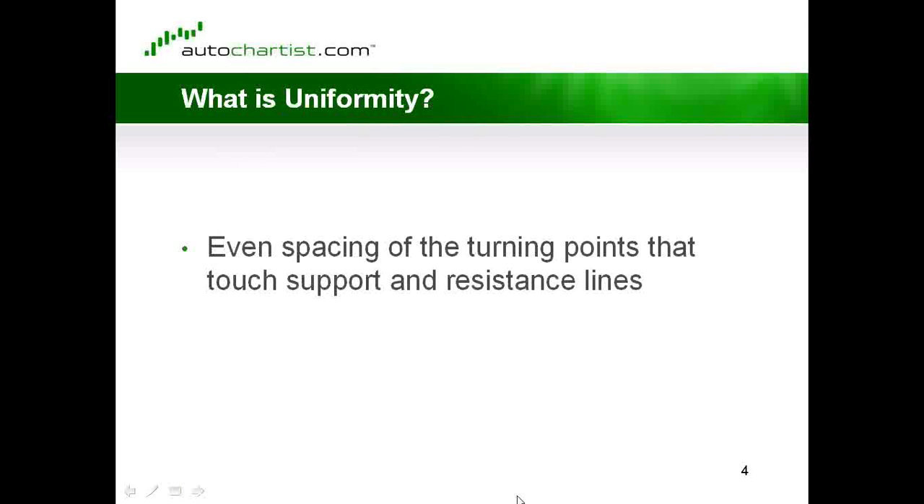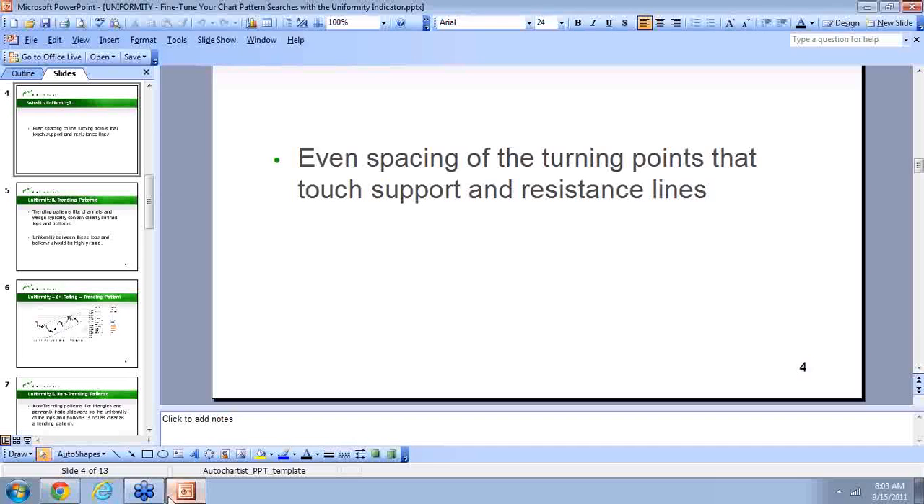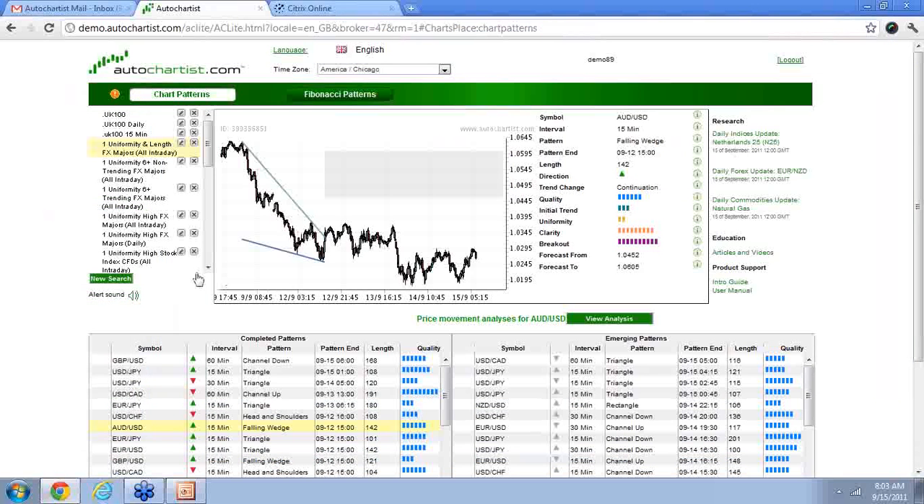First of all, if you're familiar with the AutoChartist program, you'll know that when I switch to this live data, you'll see that in the indicator box we have quality indicators. The first one is the overall quality, second is initial trend, third is uniformity, fourth is clarity, and the fifth is breakout.